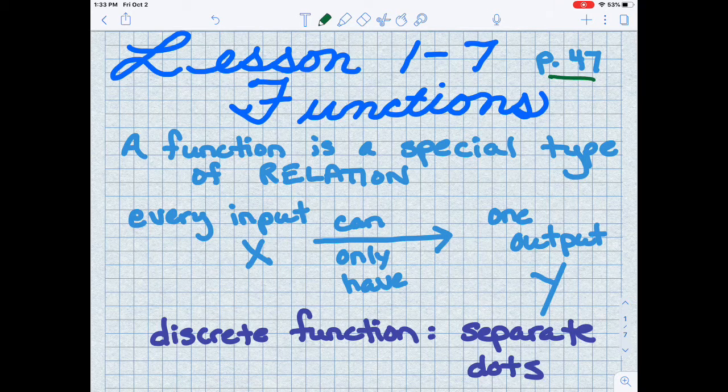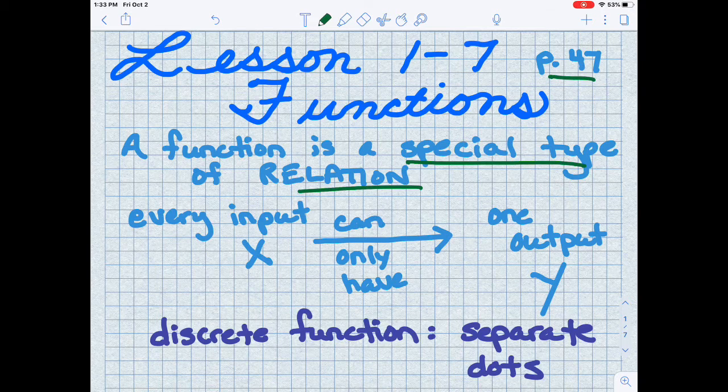Functions are special types of relations. We talked about relations in the last couple of lessons. They are just relationships between an X set of data and a Y set of data, and you have X's and Y's that go together. But functions are a special type of relation.